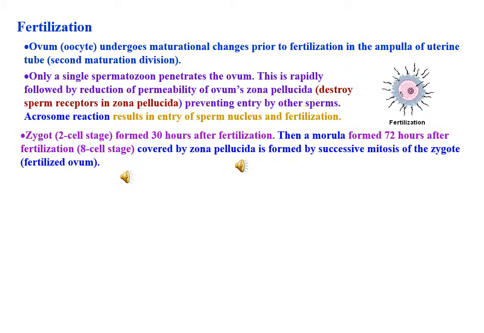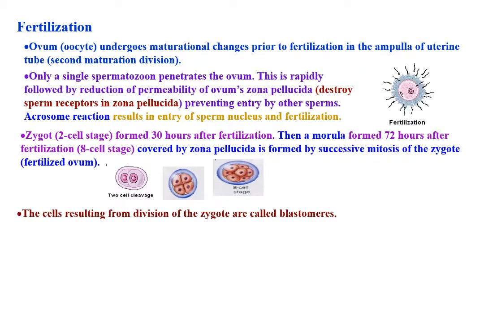This results in the entry of sperm nucleus and fertilization. Zygote two-cell stage is formed 30 hours after fertilization. Then a morula formed 72 hours after fertilization, which is 8-cell stage, covered by zona pellucida, which is formed by successive mitosis of the zygote, fertilized ovum. The cells resulting from division of the zygote are called blastomeres.